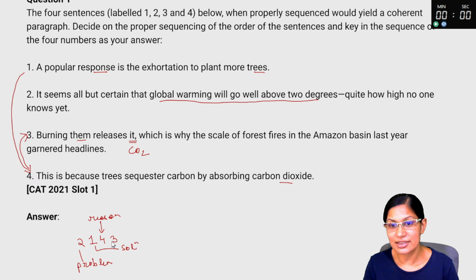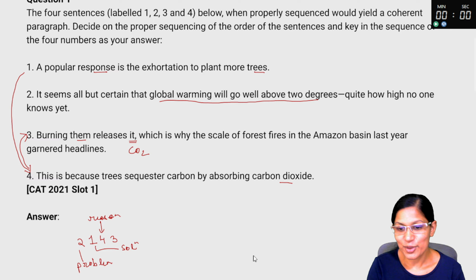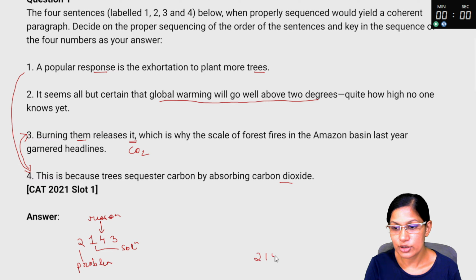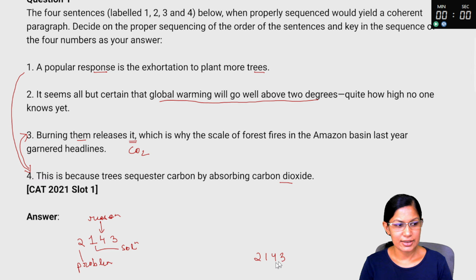If for some reason trees are burnt, there's actually a huge negative effect. So good job all of you who got it. 2143 is exactly the answer.